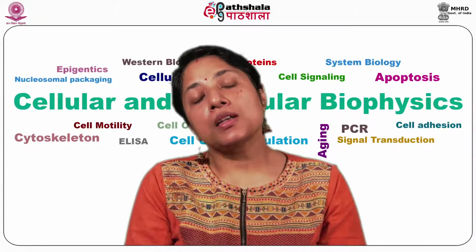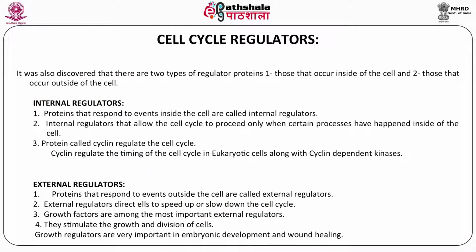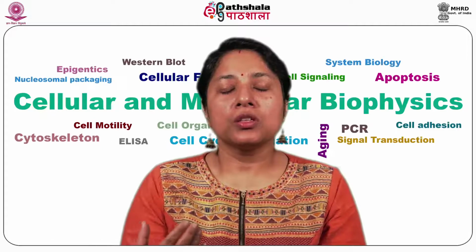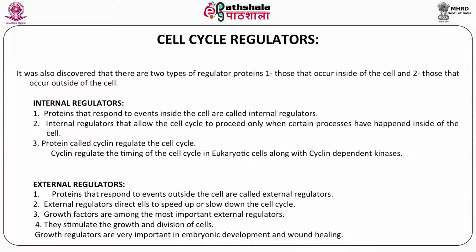Now coming up, we are discussing the cell cycle regulators. It was discovered that there are two types of regulator proteins: one, those that occur inside the cell and regulate cell division, and two, those that occur outside the cell. The first, the inside regulators, are called internal regulators. Proteins that respond to events inside the cell are called internal regulators. Internal regulators allow the cell cycle to proceed only when certain processes have happened inside the cell.